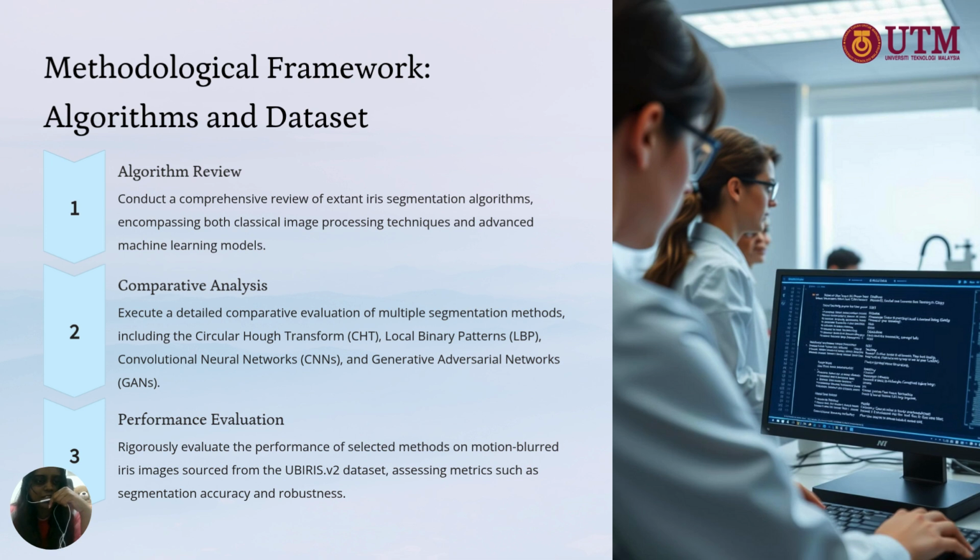For the methodology framework, algorithms and dataset: the algorithms include both classical image processing techniques and advanced machine learning models. The comparative analysis is about circular Hough transform, local binary, and GANs, CNN and GANs. Performance evaluation is on motion blur images sourced from the UBIRIS dataset, with metrics such as segmentation accuracy and robustness.